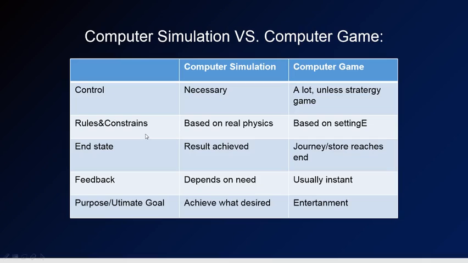Rules and constraints, the answer is yes for both simulation and game. But simulation is based on real physics. Even though you're simulating ridiculous things, it still has to be based on the real physics, real factors, real scientists. But for game, it probably not. Even though you're playing a magic world game, the magic still has to follow the magic rules. But it's based on setting. It doesn't need to be based on the real world.